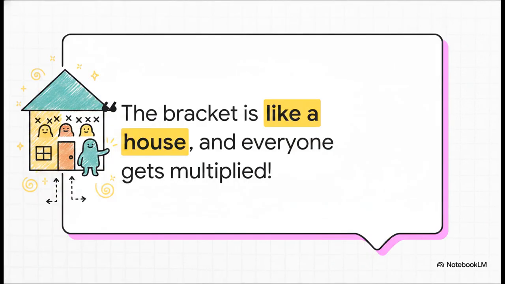So here is our core metaphor, and it's pretty simple. The bracket is like a house, and everyone inside must receive their share of the multiplication. Just imagine you're throwing a massive party at your house, which in this case is the bracket. A super generous guest, our outside number, arrives at the front door. Now, it would be incredibly rude for that guest to just shake hands with the very first person they see and completely ignore everybody else, right? That guest absolutely must greet every single person inside the house.